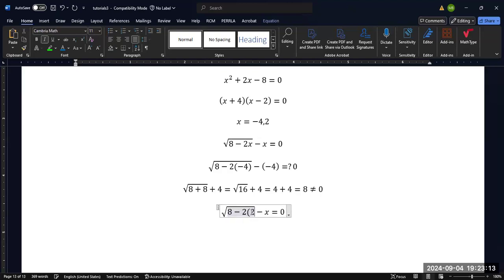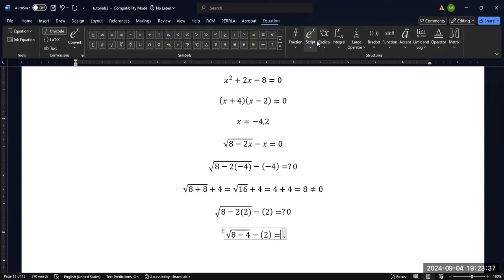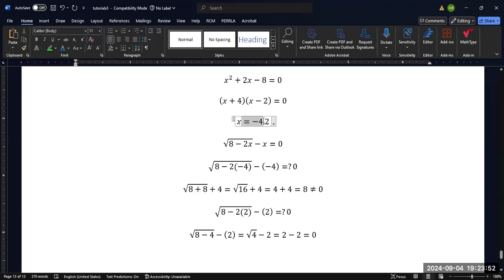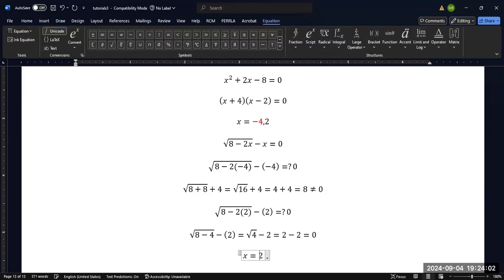So let's go back and try again with the other solution. If I plug in 2 and 2, well, this side of the equation is going to simplify to, well, 2 times 2, this is going to give me 4. And 8 minus 4 is going to give me the square root of 4 minus 2. And the square root of 4 is 2, and 2 minus 2 is 0. So this checks out. So I have to kill this solution. That's not viable. We'll mark it in red. And so the only solution is actually x equals 2.